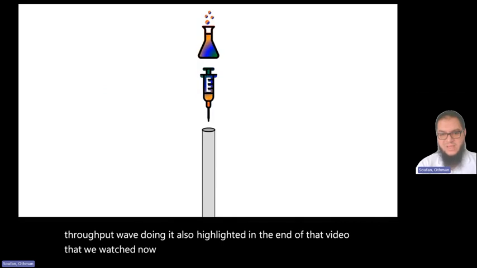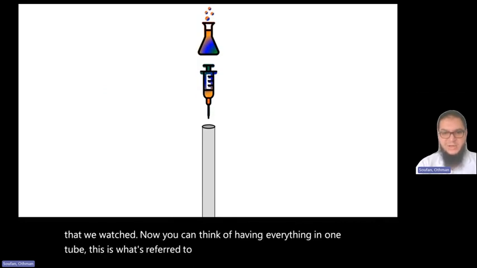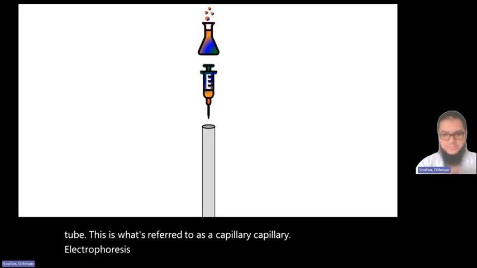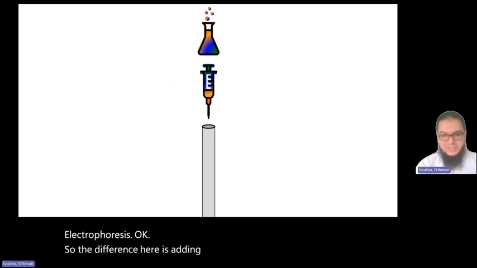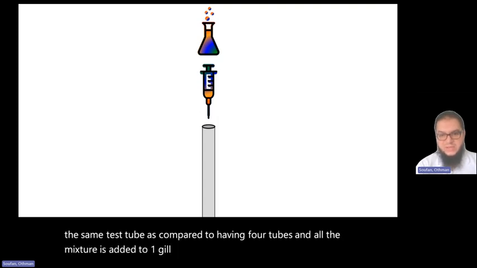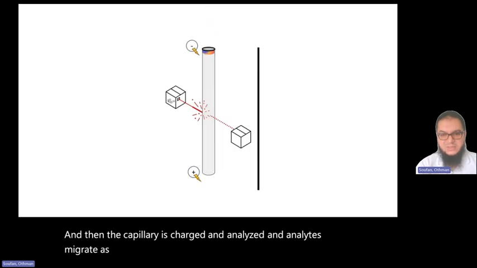Now you can think of having everything in one tube. This is what's referred to as capillary electrophoresis, okay? So the difference here is adding ddNTPs and dNTPs of all flavors into the same test tube as compared to having 4 tubes. And all the mixture is added to one gel-filled capillary tube. And then the capillary is charged and analyzed, and analytes migrate as before.